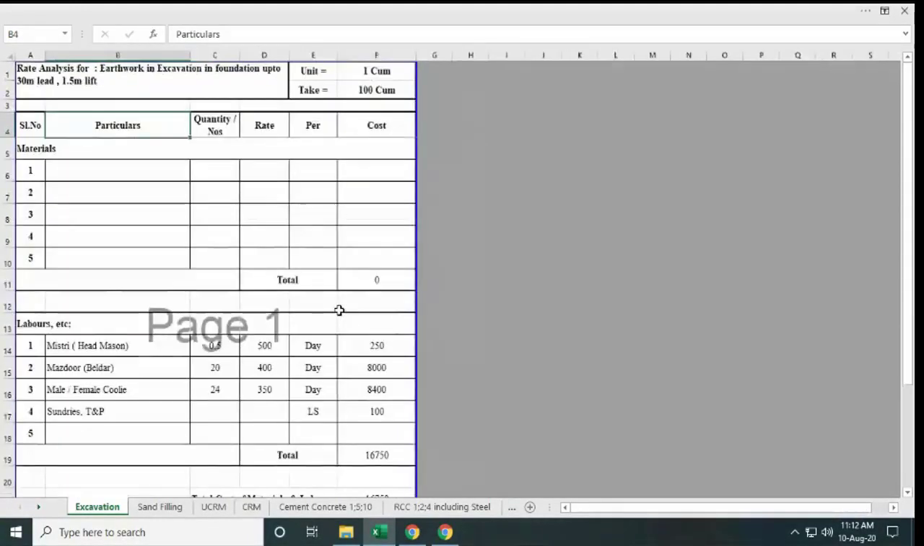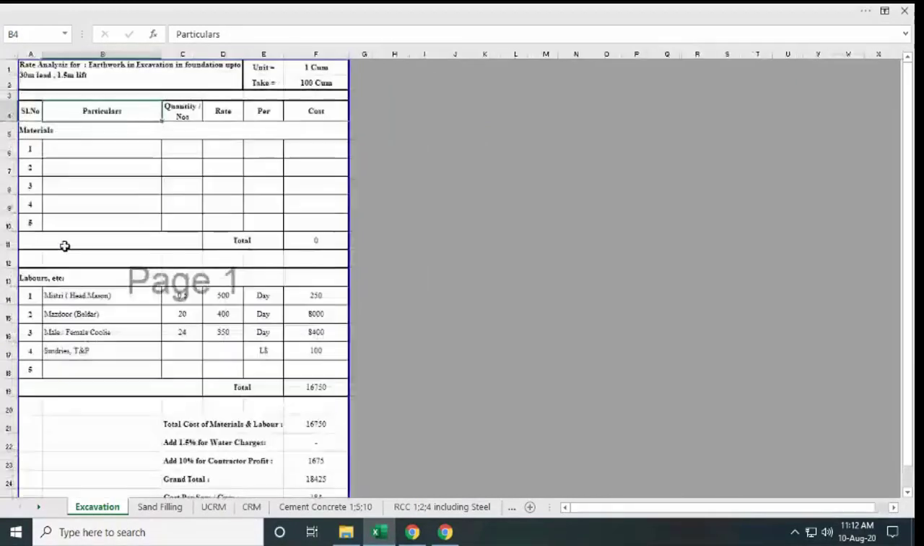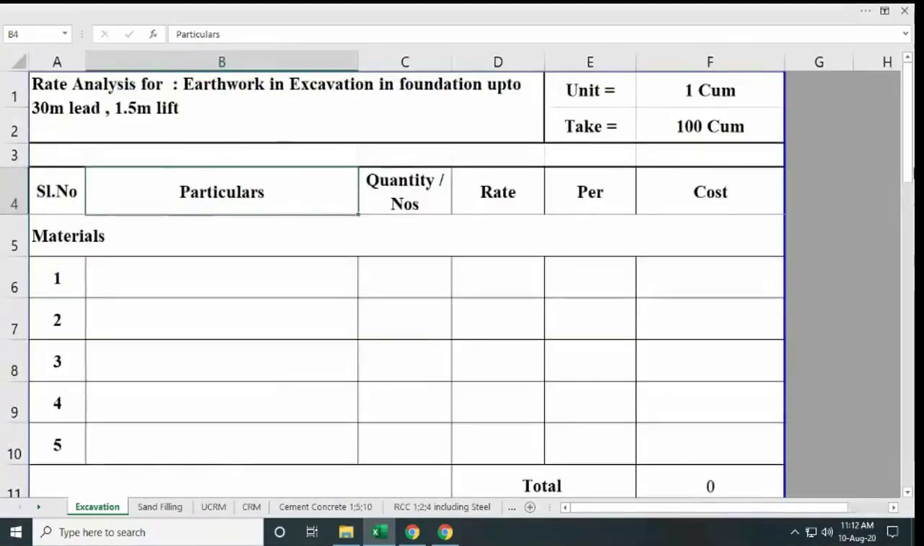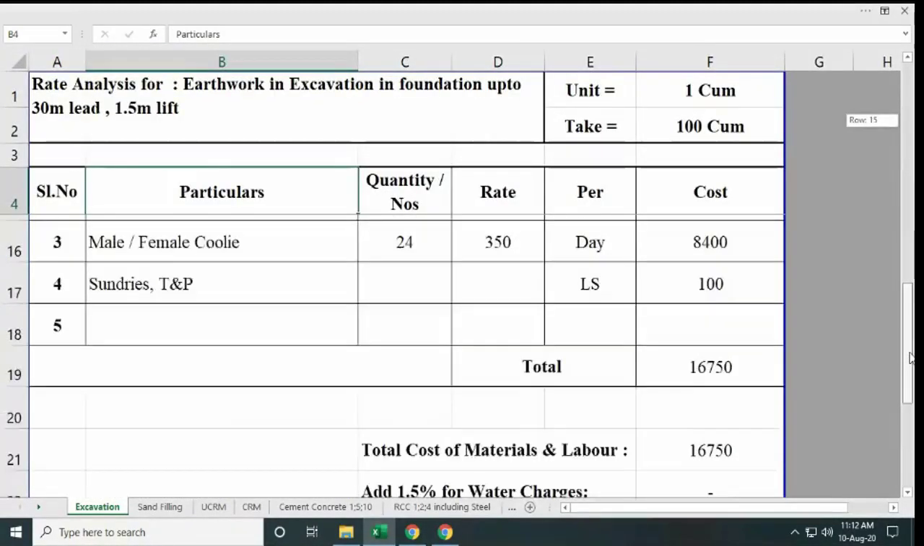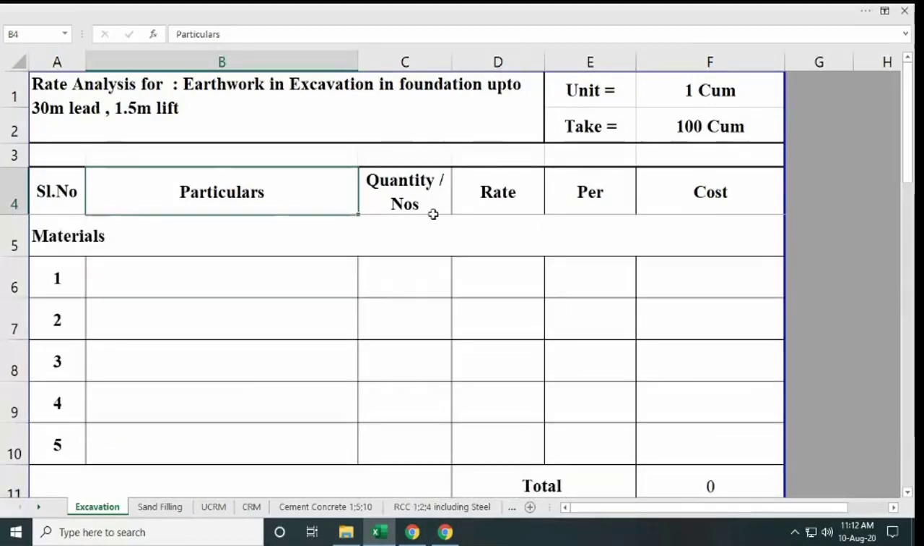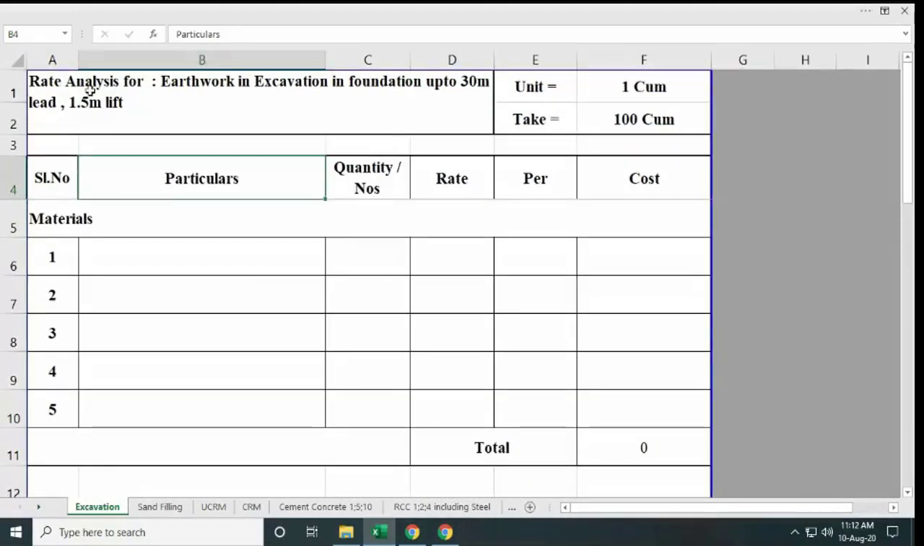I have prepared one Excel sheet, or you can note it down, and in this itself we can do the calculation. So at the top we have the name, rate analysis for. First we'll start with earthwork excavation.